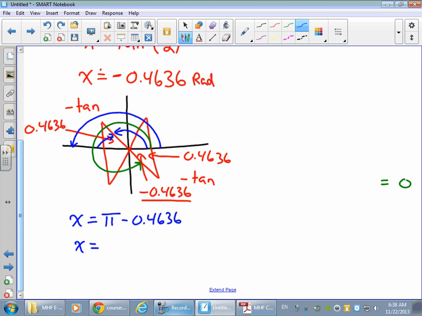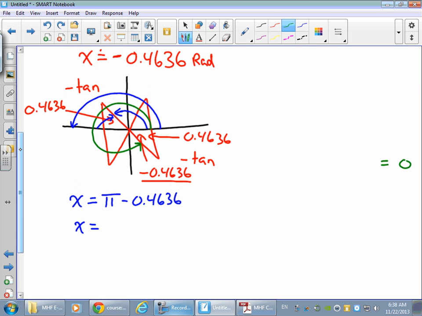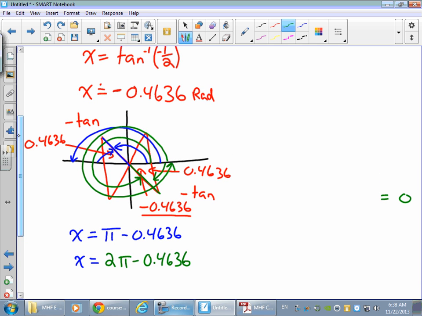And the second answer will be the 2 pi that I would have gone had I gone all the way around to there, minus that same 0.4636. So we always want to make sure we're hitting the line that forms our butterfly. Okay, so the diagram's getting a little messy now, but hopefully the idea is there. So this will be 2 pi minus 0.4636.